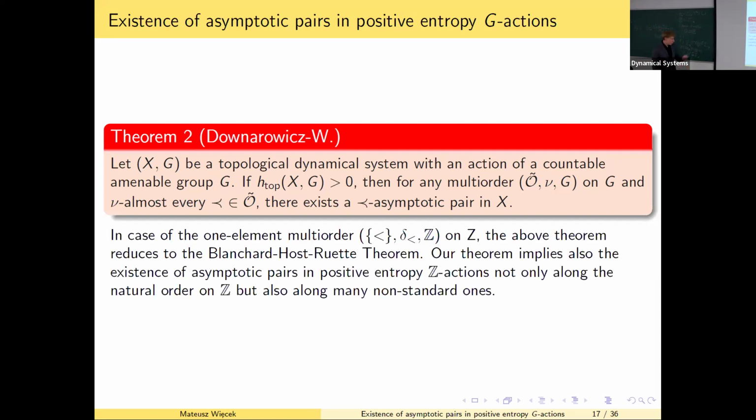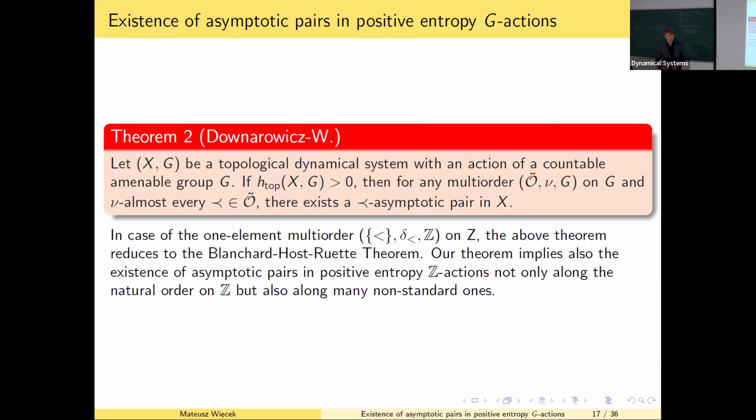And of course, in case we take our trivial one-element multi-order, then this theorem reduces to the classical Blanchard-Host-Ruette theorem. Actually, the previous one also reduces, because every measure-theoretic dynamical system factors to this trivial system. Then we obtain that for Z action, actually, the previous theorem is a generalization of the Blanchard-Host-Ruette theorem.